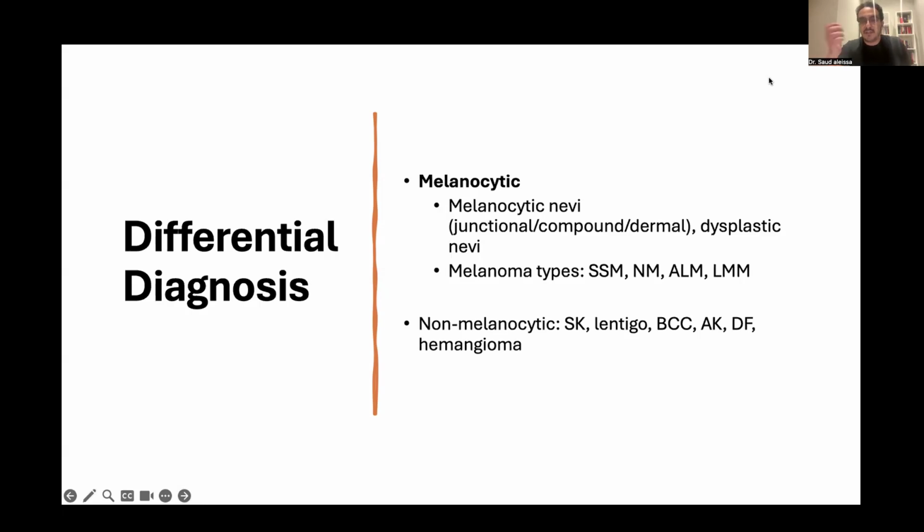The other differential could be melanoma, of course. There's many types. There's superficial spreading, there's nodular, there's lentigo maligna, and amelanotic melanoma. Could be non-melanocytic. So sometimes you have pigmented SKs that can trick you. Pigmented BCCs, lentigos, of course. You can have pigmented AKs. So all these have pigmented variations, and they can be tricky. So with experience, and dermoscopy can help as well.